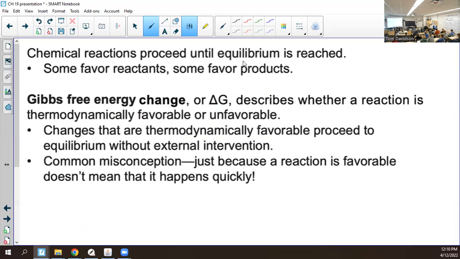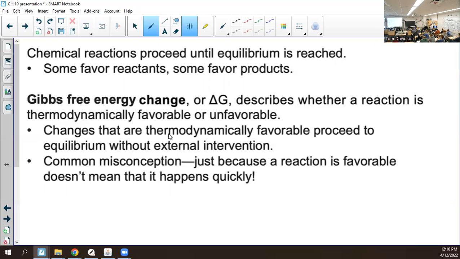So chemical reactions proceed until equilibrium is reached. We know that. I hope by now we do. All right. Some favor the reactants and some favor the products. And we know that from K, but this K's coming back in a minute. But for now, we don't know. So we use this idea of Gibbs free energy. Gibbs free energy change, or delta G, describes whether a reaction is thermodynamically favorable or unfavorable, which means if it's favorable, okay, it happens naturally. Sorry, like without us putting energy in.